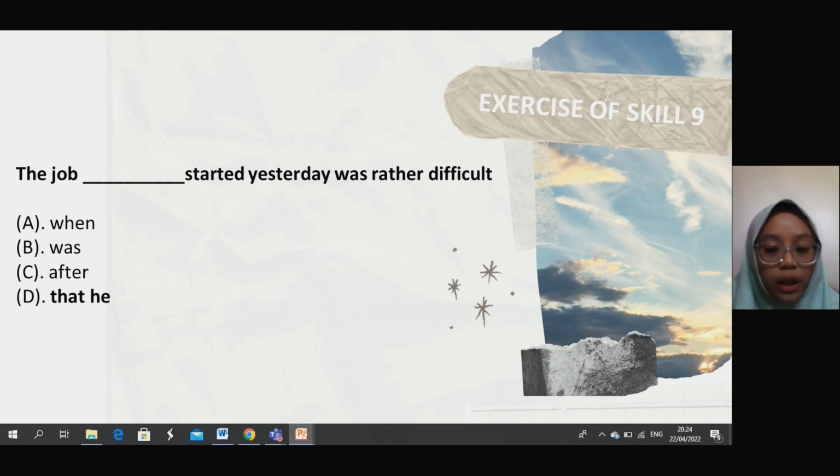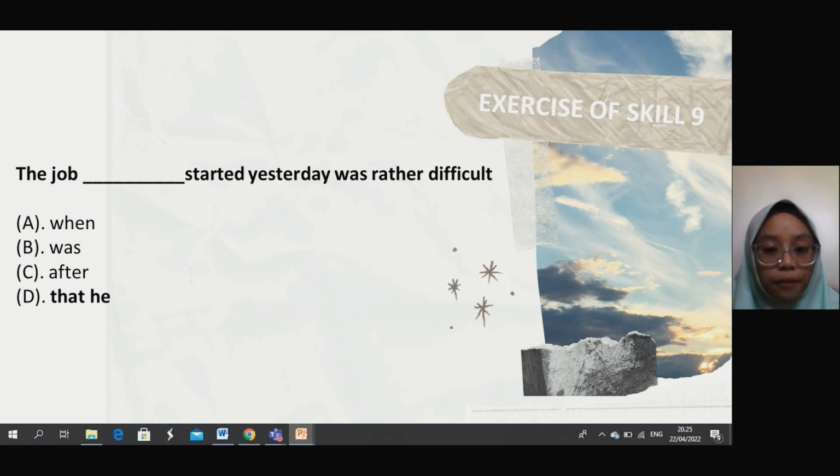That brings me to my next point, which is the exercise of skill 9. Let me give you an example, skill 9. The first, let's read the question. The job blah blah blah start yesterday was rather difficult. Because in the question there are two verbs, namely start and was rather difficult. So we need a connector and subject. The answer is D.